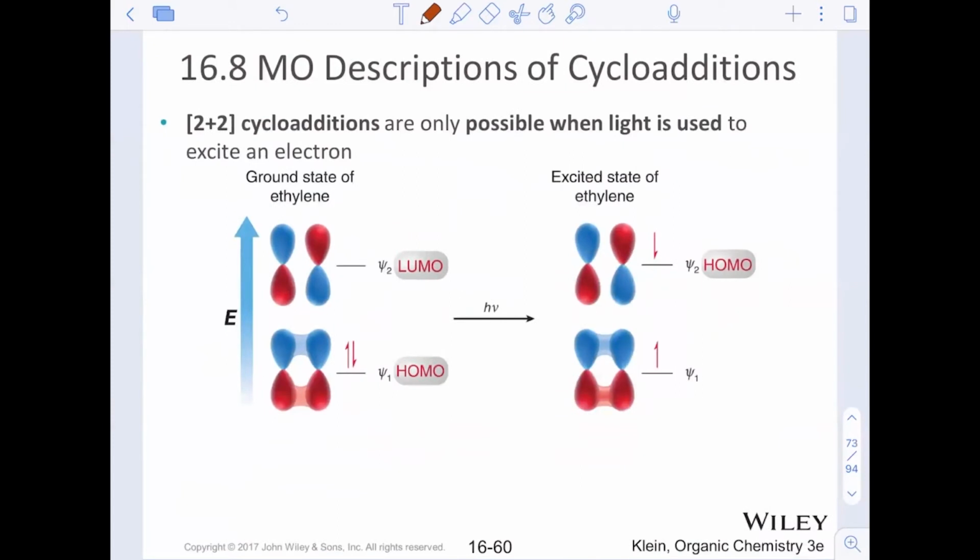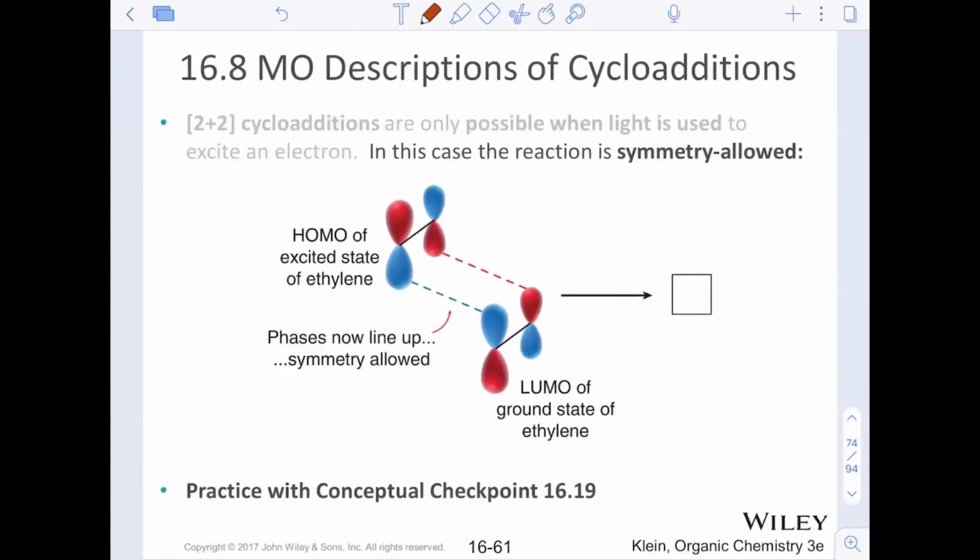2 + 2 cycloadditions are only possible when light is used. Remember, light was able to excite an electron from the ground state to the excited state. Now we have a new HOMO, right? And so technically, if we have a new HOMO from the excited state, look at that, symmetry is now allowed because they match up. They're the same thing. So light can be used in certain reactions to allow for symmetry.